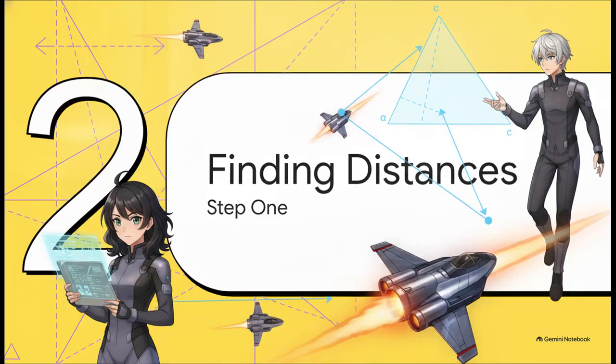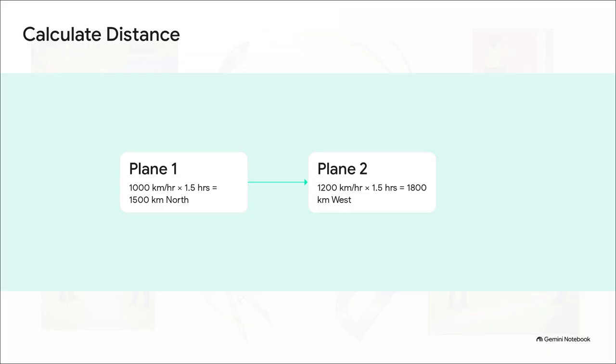Moving to Section 2, Step 1, Finding Distances. Now, the crucial point here is that we know their speeds and their directions. But obviously, speed isn't distance. If we want to know the actual physical gap between these two planes, how do we figure out where they literally are in the sky? Well, by multiplying their speeds by the 1.5 hours of flight time, we can map their physical locations. For plane 1, going 1,000 kilometers an hour for 1.5 hours means it's traveled 1,500 kilometers north. For plane 2, at 1,200 kilometers an hour, it's traveled 1,800 kilometers west. Boom. Now we have some tangible distances to work with.